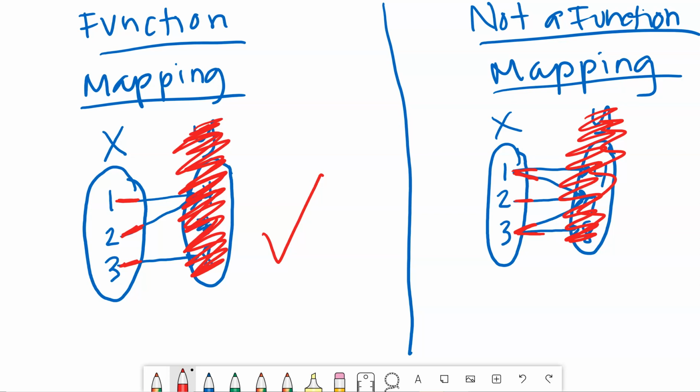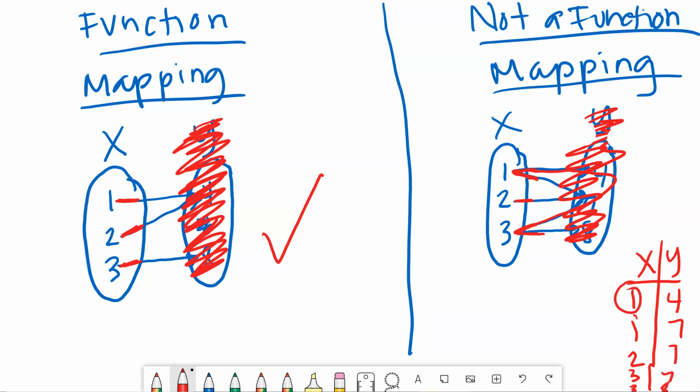So in other words, for you to understand, if you want to write it in a table form, let me go ahead and write it in a table form. 1 is going with 4 over here. And I know you can't see it anymore, but 1 is with 4 right here, and then 1 is also with 7. 2 is with 7. 3 is with 7, and 3 is also with 8. So we have the 1 being repeated and we have the 3's being repeated.